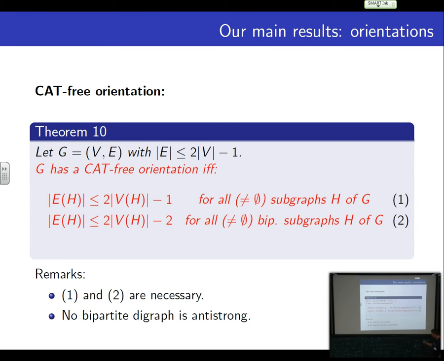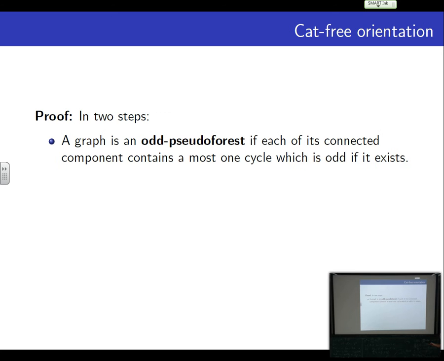And it's not difficult to see that these conditions are necessary. First of all, the first observation is that if you look at a bipartite digraph, that can never be antistrong, because I can never have a forward arc starting on, say, the right side, or whatever side you want, and then move to a vertex on the same side, because this path will always be odd. So this cannot be antistrong. Also, if you look at condition one, if I had more edges inside here, the bipartite representation of the graph that I get will contain a cycle, and that cycle will give you a cat in the digraph sense. So these are necessary conditions.